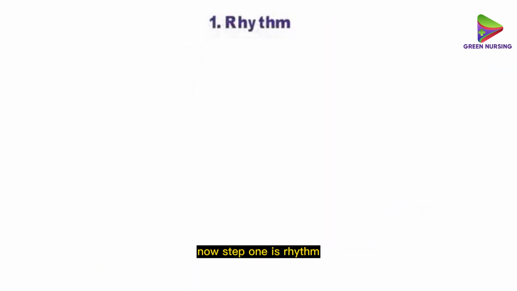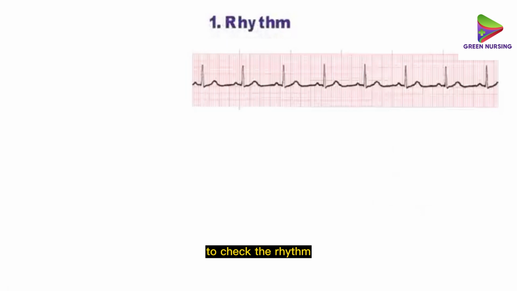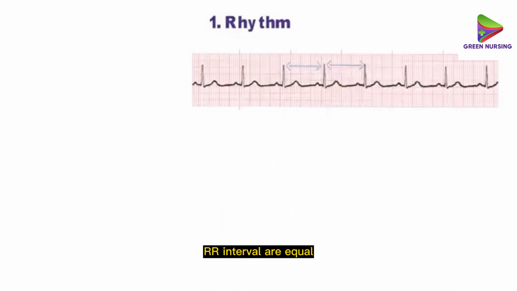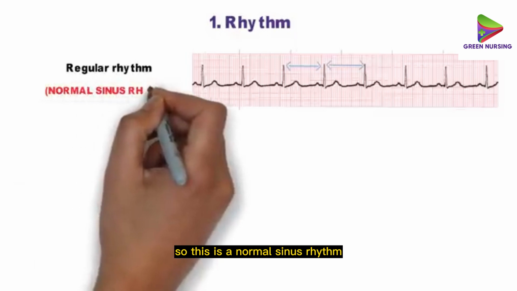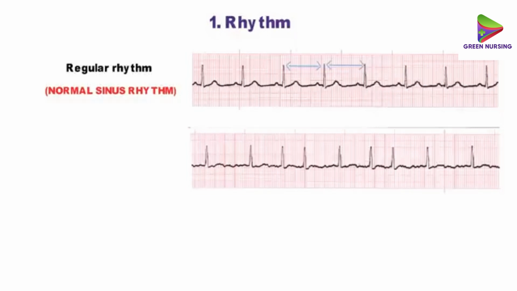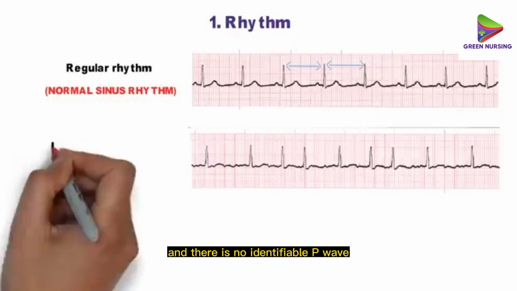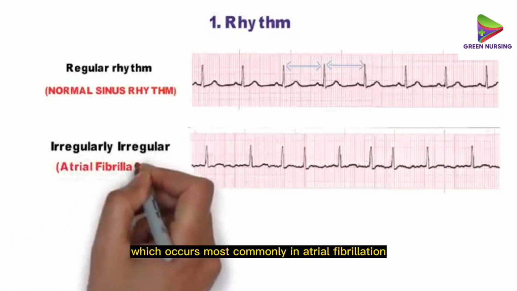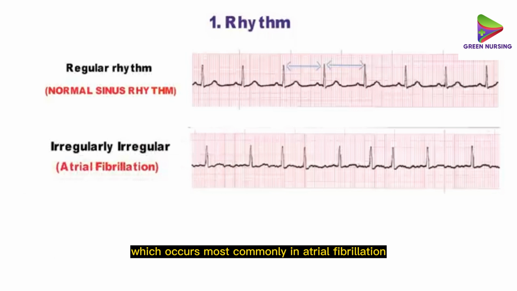Now step 1 is rhythm. To check the rhythm, we check the RR interval. As in this ECG, the RR intervals are equal, and there is a P wave before every QRS complex, so this is a normal sinus rhythm. In this second ECG, as you can see, the RR interval is not equal at any time, and there is no identifiable P wave. The rhythm is irregularly irregular, which occurs most commonly in atrial fibrillation.